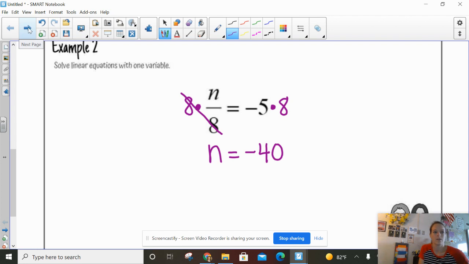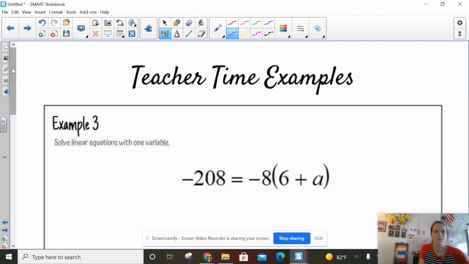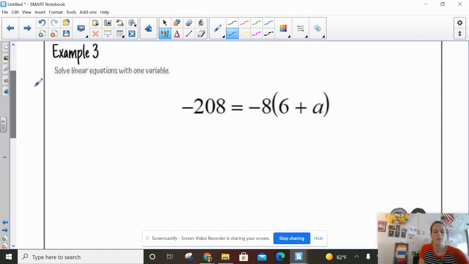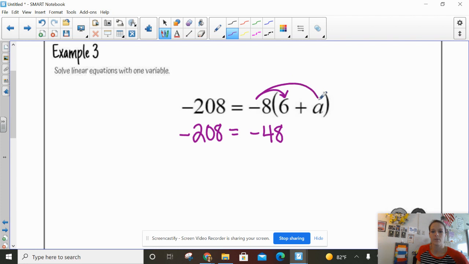Okay, so now we're going to look at two examples that involve a few more steps than those. All right, so anytime we have parentheses, we want to distribute first. So I'm going to multiply those. So negative 8 times 6 is negative 48. And then I want to take that negative 8 and multiply it over here by a, which will give me a negative 8a.